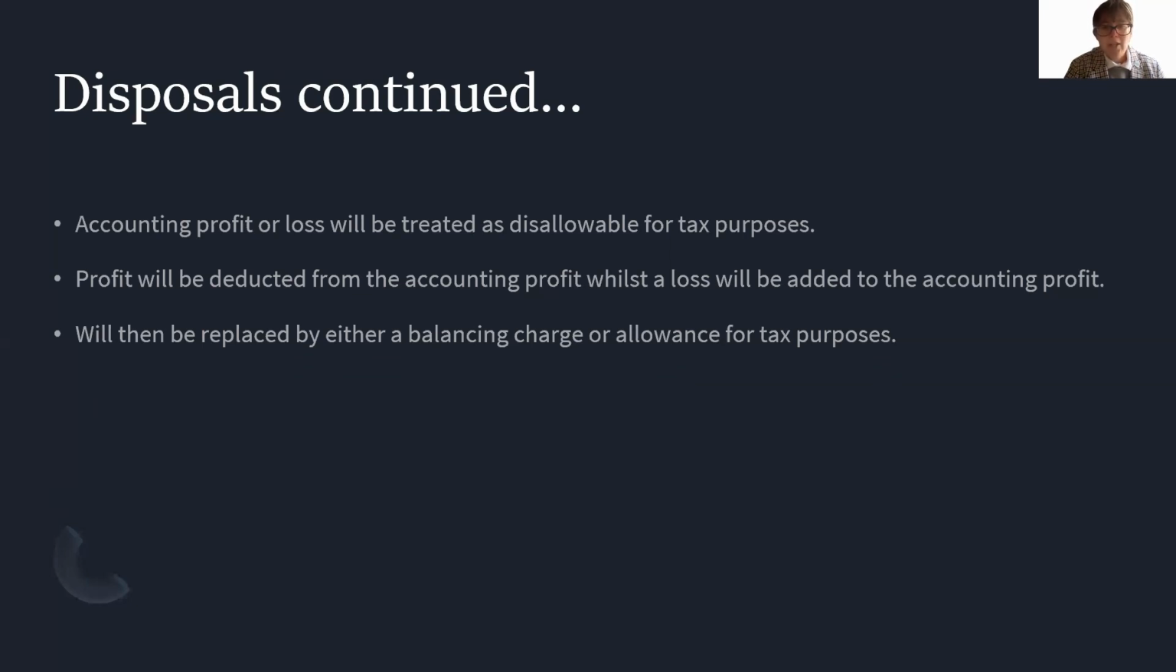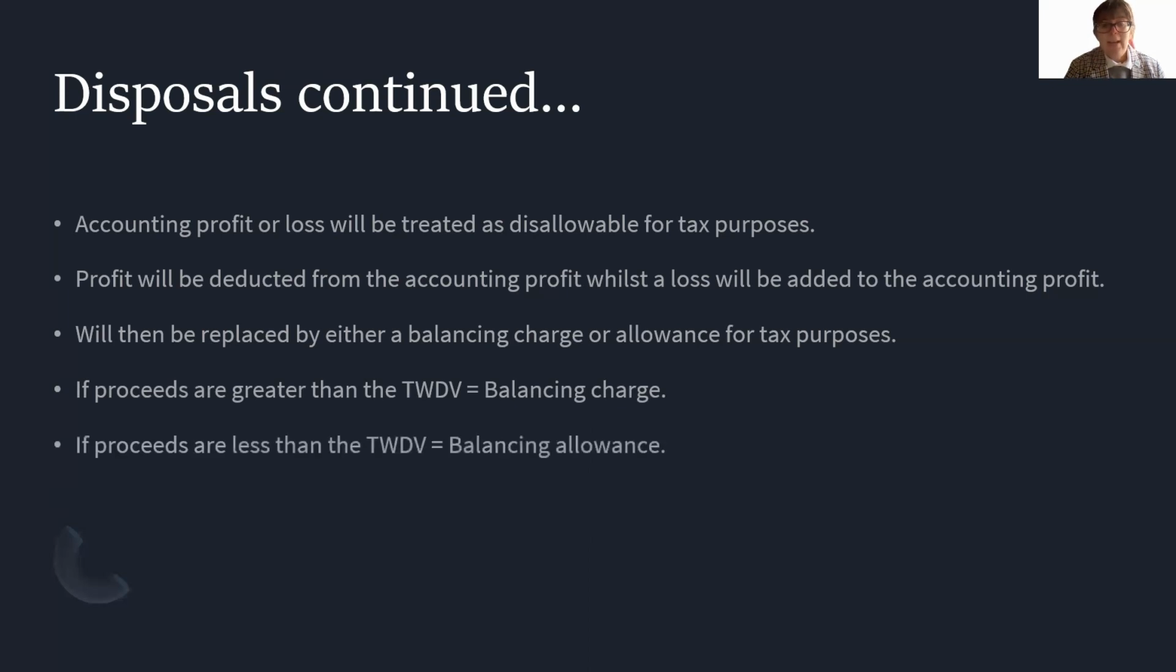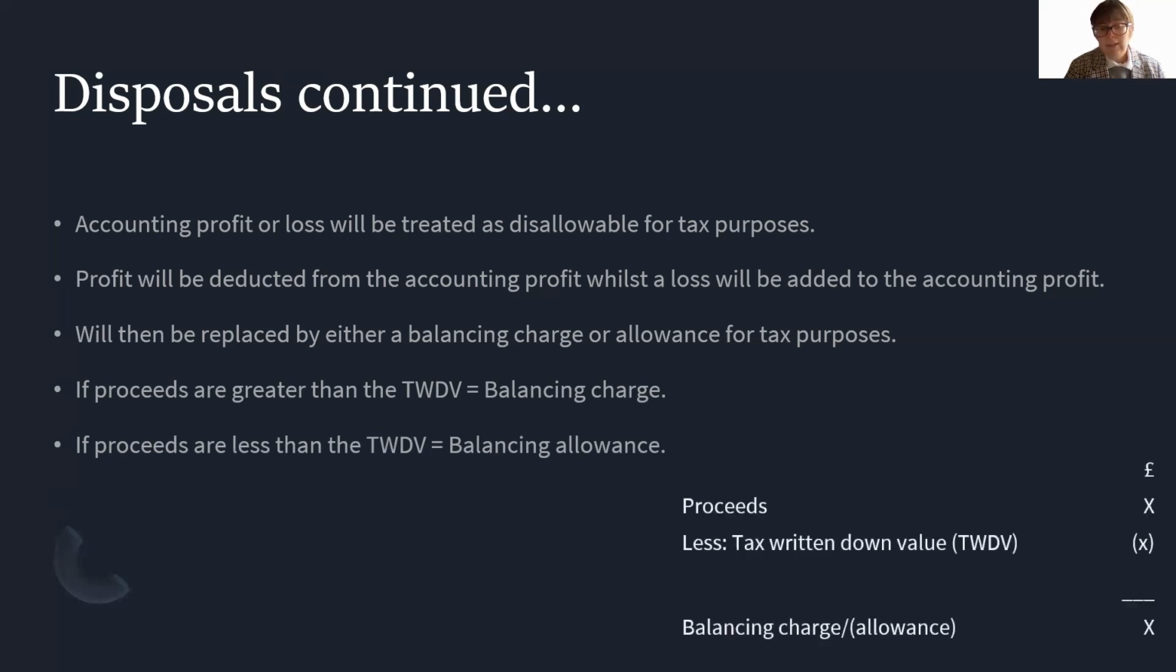If your proceeds are greater than your TWDV figure, this will be a balancing charge. If the proceeds are less than the TWDV, this is going to be a balancing allowance. So ultimately, the calculation there is your sale proceeds less your tax written down value, which is going to give you either a balancing charge or a balancing allowance.